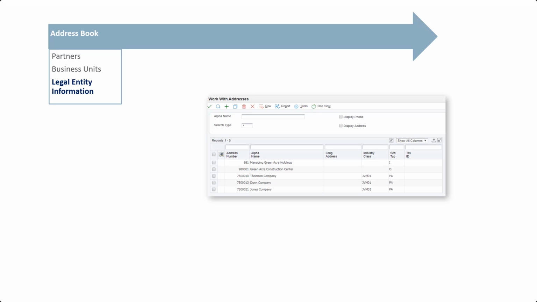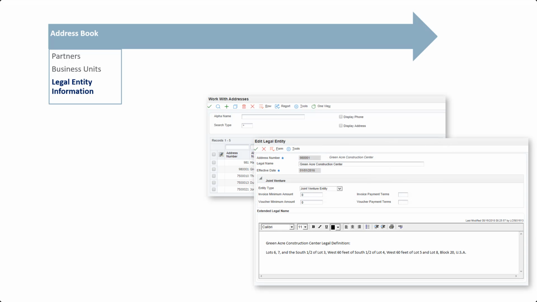Optionally, you can set up address book records for the joint venture business units included in the joint venture. The term joint venture business units is synonymous with business units, joint venture parent business units, or properties. You can also set up legal entity information for partners and business units in your joint venture. Legal entity information includes items such as a legal name, legal description, and entity type. You must have an address book record in order to set up legal entity information.